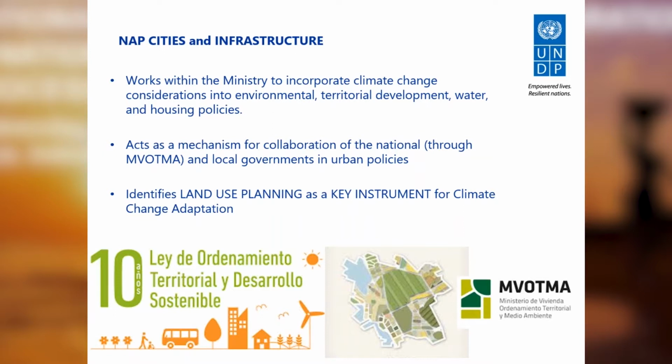And by this, it identifies land use planning as a key instrument for climate change adaptation. And here is where we encounter the first element of vertical integration of national and subnational planning through the implementation of the different instruments arising from the national law of land planning and sustainable development, for example, like the sectoral guidelines and the local land use plans.